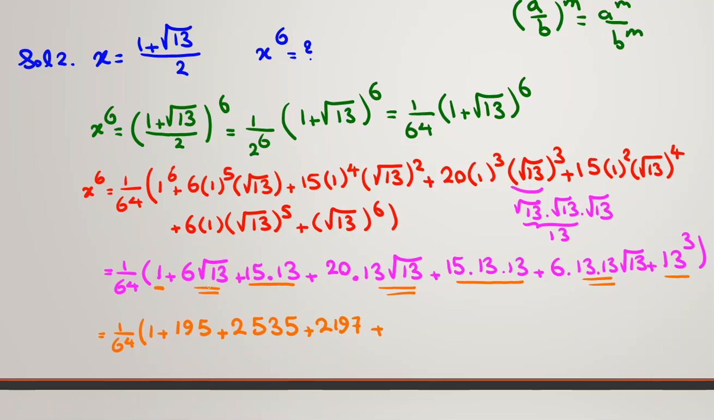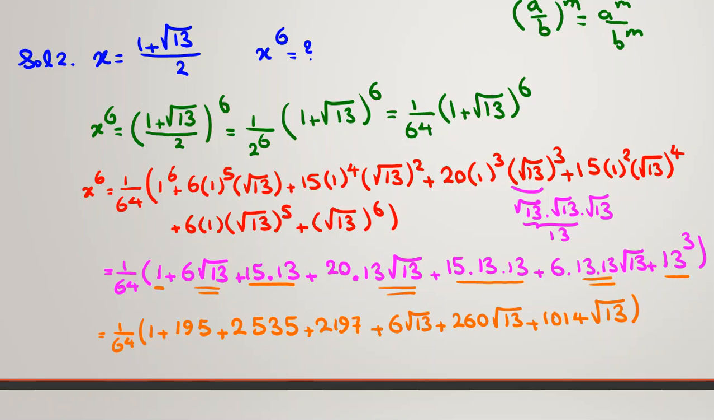Now, let's calculate these other numbers. 6 root 13. 20 times 13 will be 260 root 13. And the next one is 13 times 13 times 6, which is 1014. So as you can see, solution number 1 was so much better, as I said before.